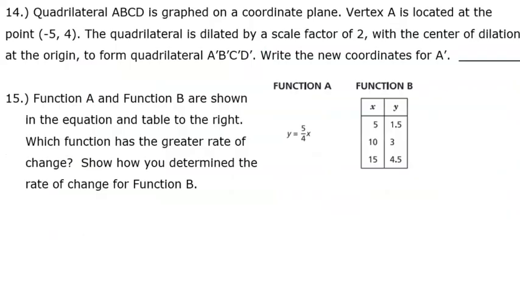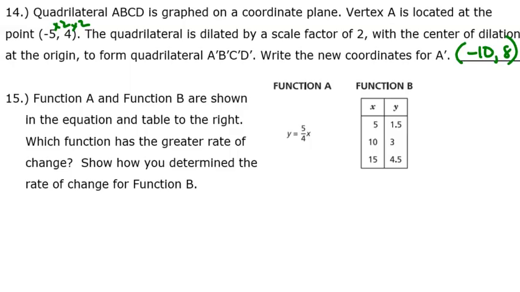Question number 14 tells you that you've got a point negative 5, 4, and that you're going to dilate it by a scale factor of 2. It wants to know the new prime point for negative 5, 4. Well, all you have to do is multiply every coordinate by 2. So A prime will be negative 10, 8.